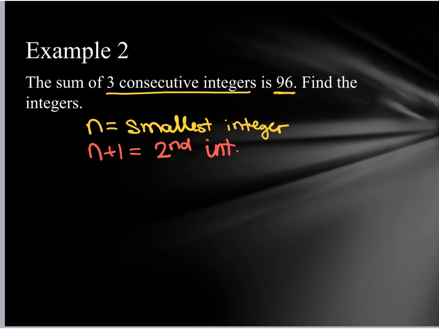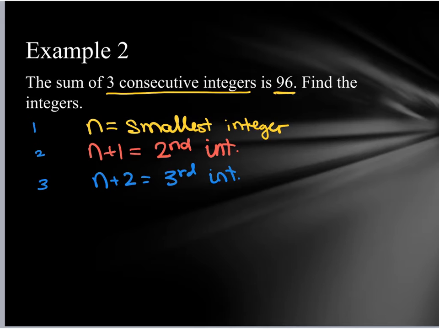And then to find the third integer, I'm going to have to take that first integer and add 2 to it. So if you think in the back of your head, if n was 1, then my next term would be n plus 1, or 1 plus 1, which would be 2. And then my third term would be n, which we said was 1, plus 2, which would be 3. So this is just to give it a little perspective here. So n plus 2 then must be my third integer.